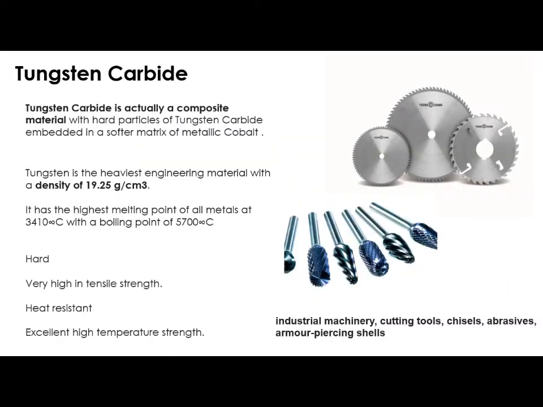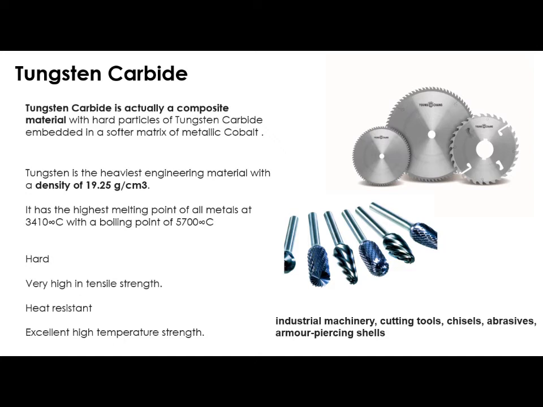This one is an interesting one. It's called tungsten carbide, and you would probably find it actually in our workshop here in school. It looks like something like an alloy. Some people might think it's an alloy, but it is actually a composite, because particles of tungsten carbide are embedded into a softer matrix of metallic cobalt, which is just a posh way of saying it's kind of a load of materials squashed together.